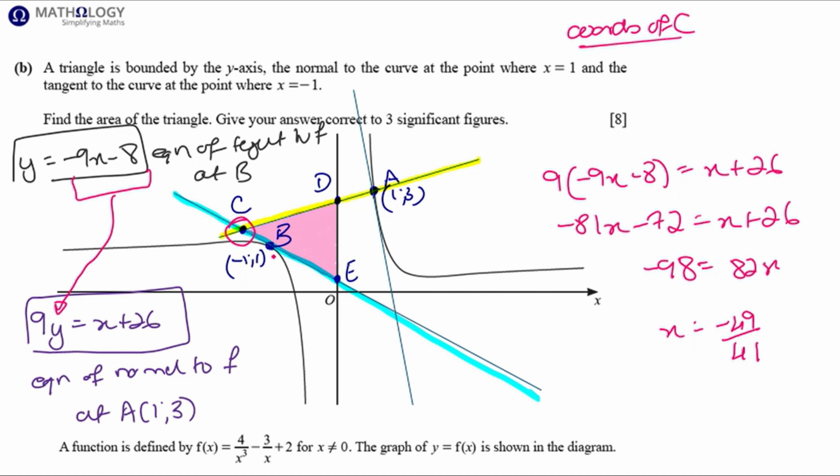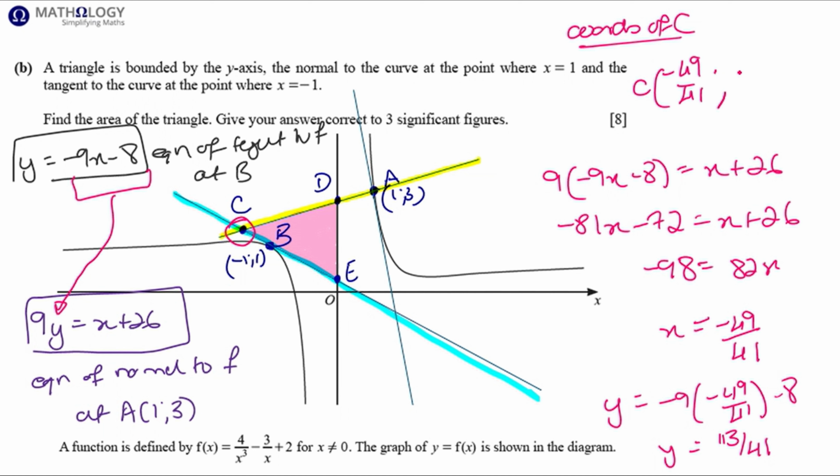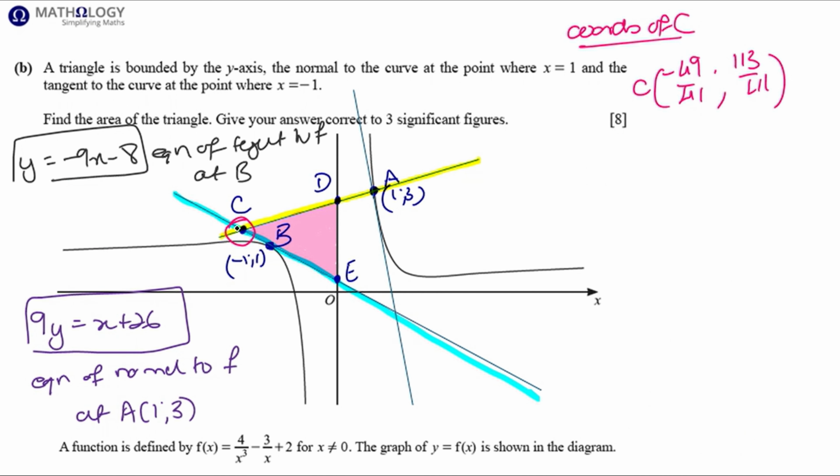We need to find the y coordinate of point C. We substitute its x coordinate into either of the two straight lines. So y = -9 times -49/41 minus 8. y = 113/41. So C is the point (-49/41, 113/41). So we have the coordinates of point C.